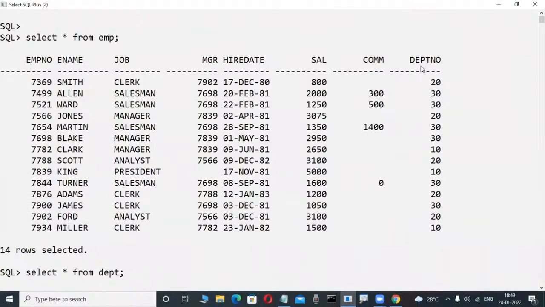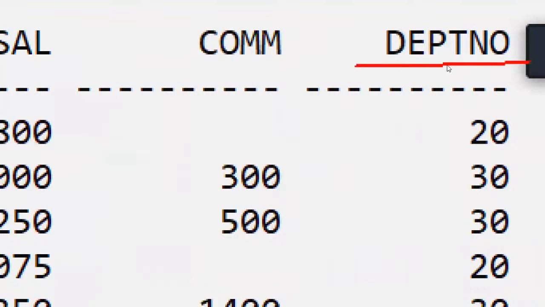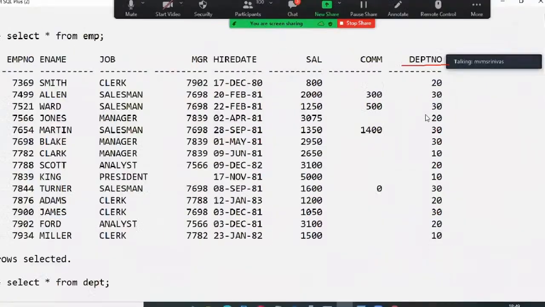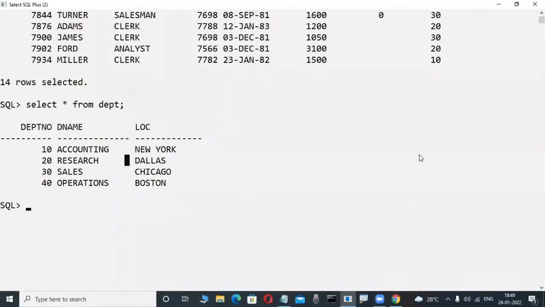Observe here. In the EMP table also, department number is a column. Based on this one only, you can easily identify which one is a master and which one is a child. Easy, very easy. And now check it out. Why master and child? How can I create them? I will tell you.